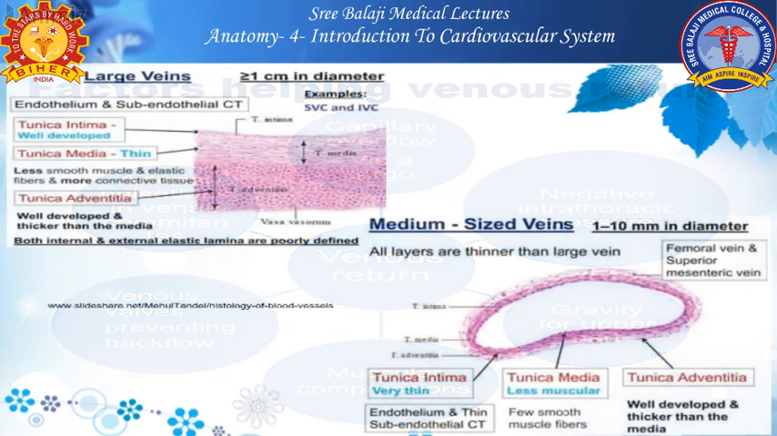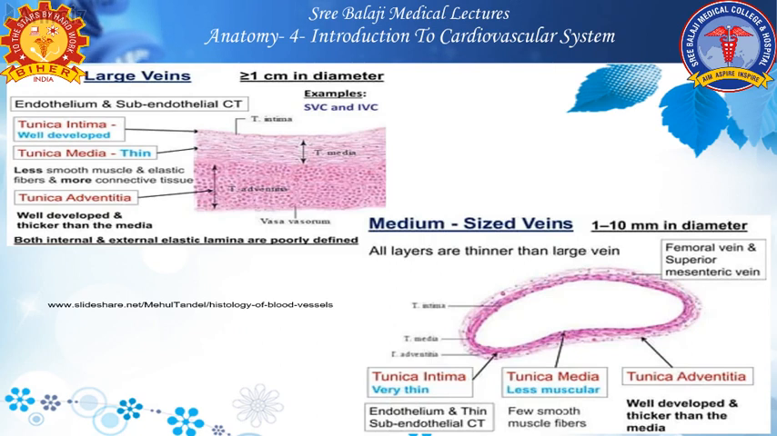Here we have the histological structure of the large vein and the medium-sized vein. There is tunica intima, tunica media and tunica adventitia in both.